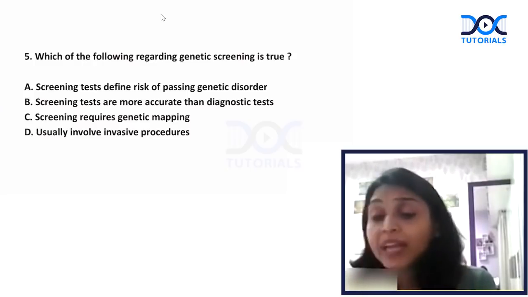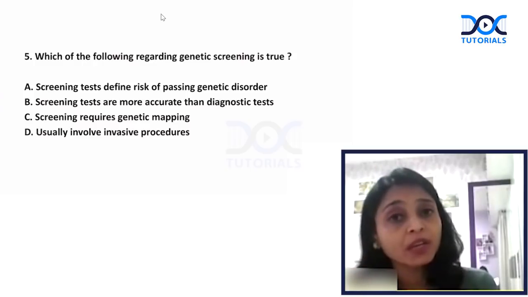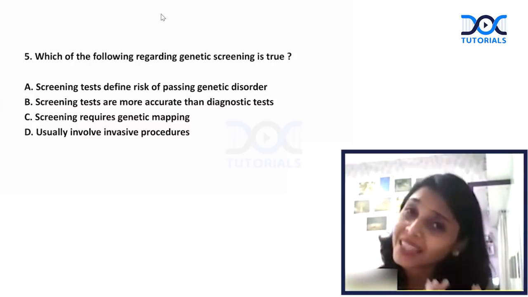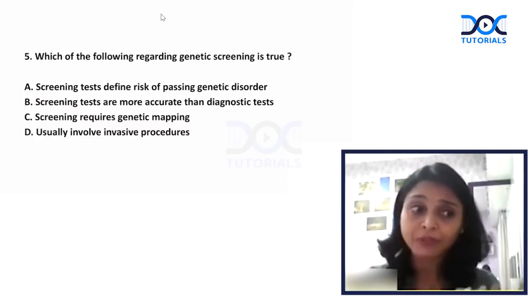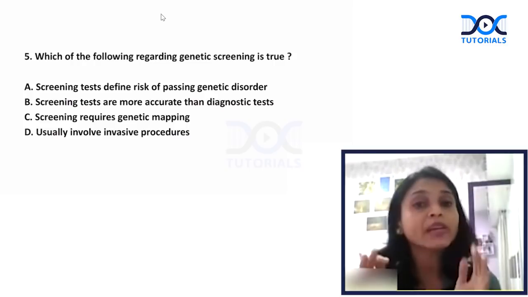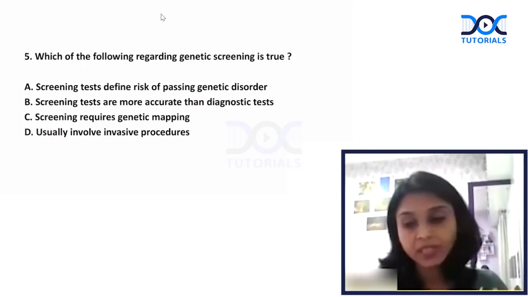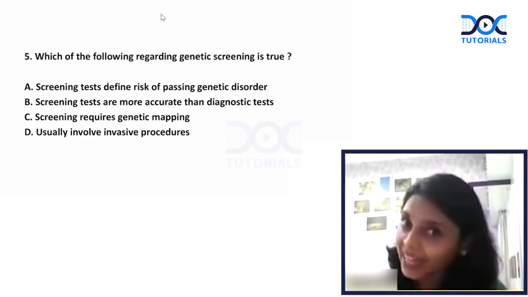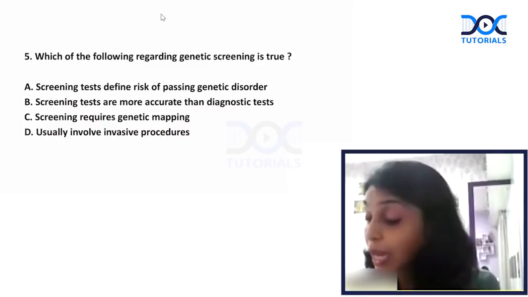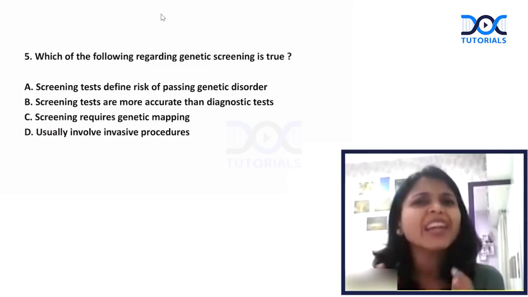Screening is more accurate than diagnostic tests. What do you think? Not only in genetics, take any disease. Screening is less accurate than a diagnostic test, right? After doing screening, if someone is found to be positive, then you go for some diagnostic test, right? So always, screening is less accurate and less invasive. So that comes to the third one: usually involves invasive procedures. No, usually they involve less invasive procedures.